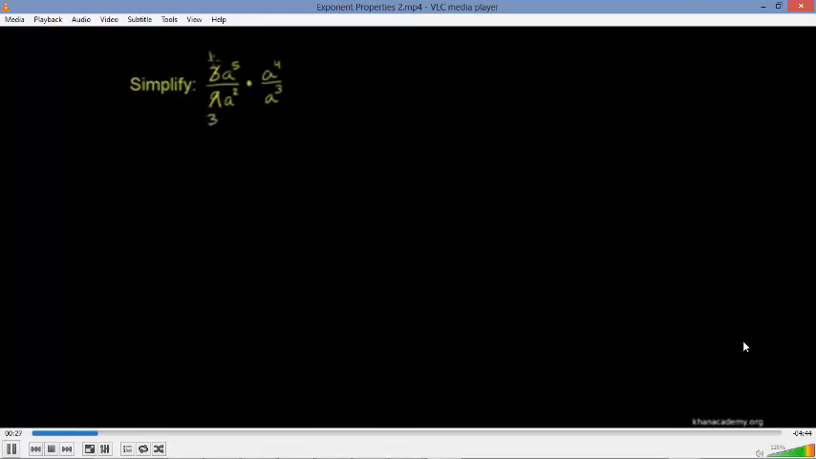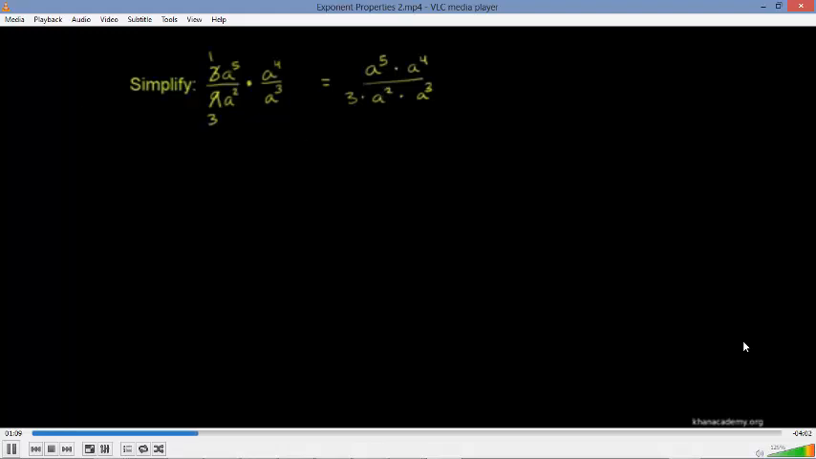So this simplifies to 1a to the 5th over 3a squared times a to the 4th over a to the 3rd. Now if we just multiply the two expressions, this would be equal to 1a to the 5th times a to the 4th in the numerator, and we don't have to worry about the 1, it doesn't change the value. So it's a to the 5th times a to the 4th in the numerator, and then we have 3 times a squared times a to the 3rd in the denominator. And now there are multiple ways that we can simplify this from here.